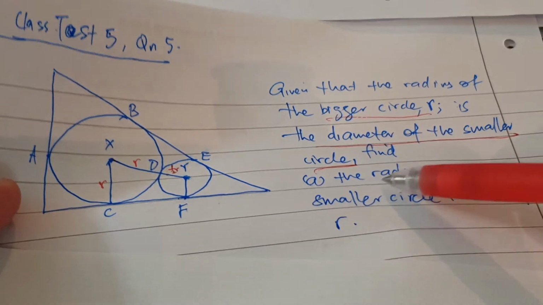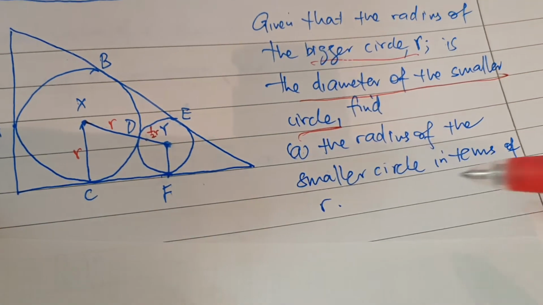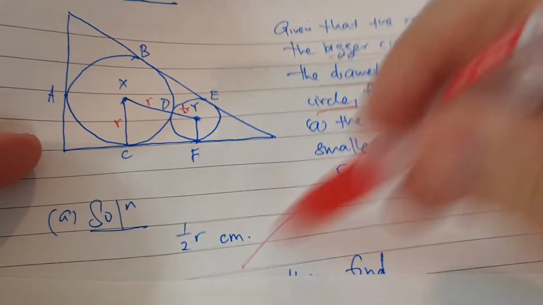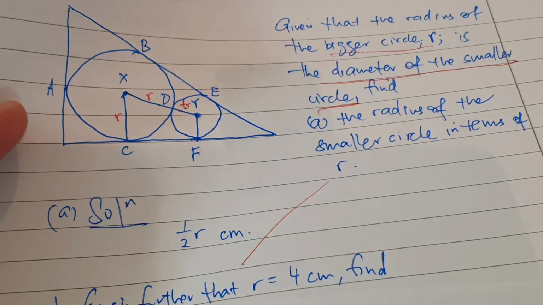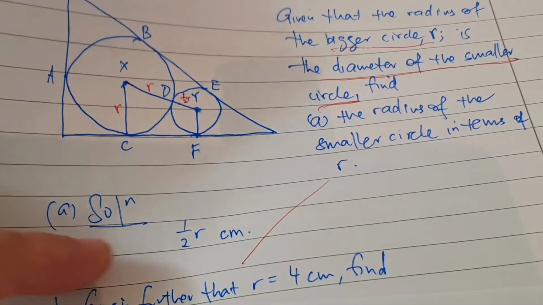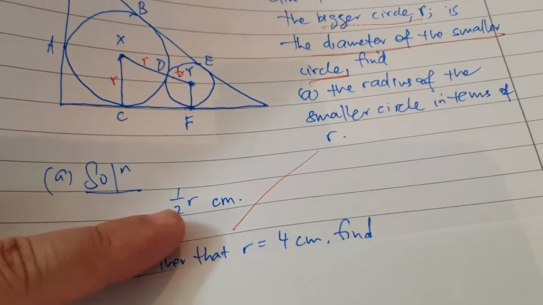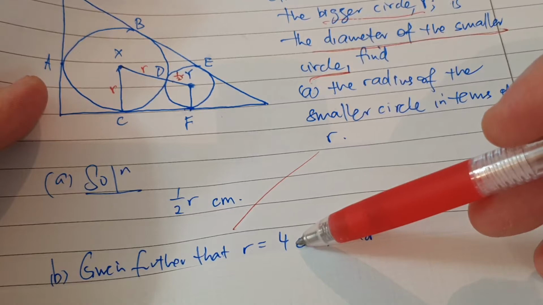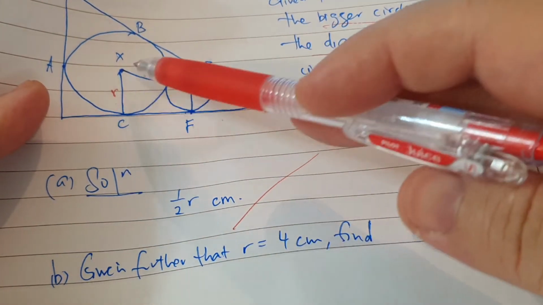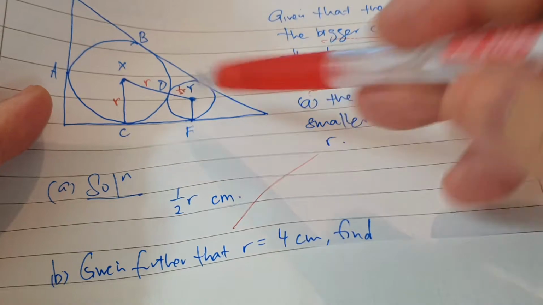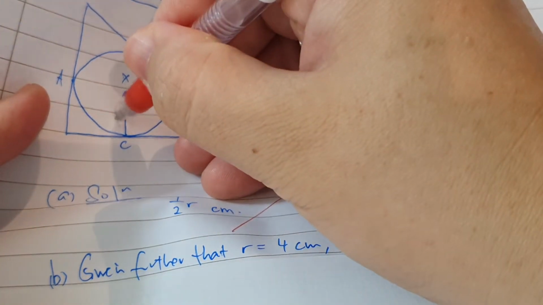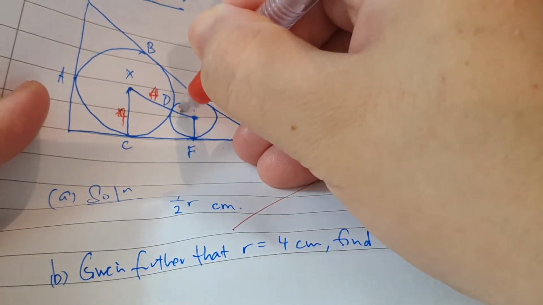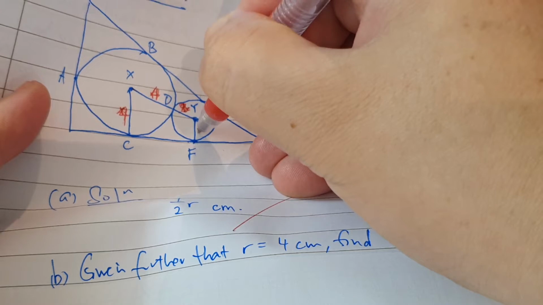So simple, finish already. They ask you for the radius of the smaller circle in terms of R. Isn't that half R? Finish. That's all. Okay. The next one, given further that R is 4 cm. Okay, now we know that the radius is not only just known as R, it is actually 4 cm. Okay, so we can label here 4, 4, and then this one is 2. So that's what I'm going to do. I label here 4, 4, and half R means 2, right? 2. 2, then this must be 2.